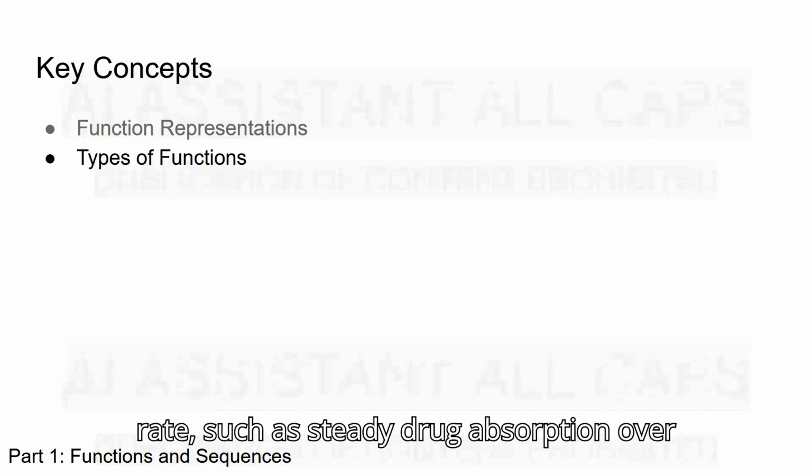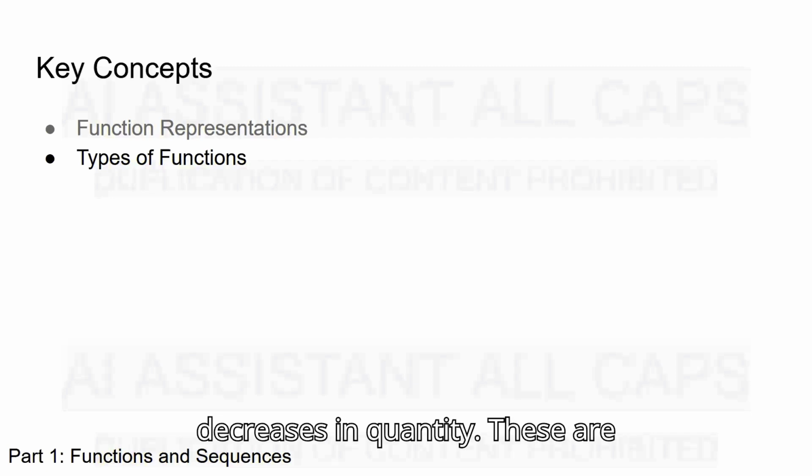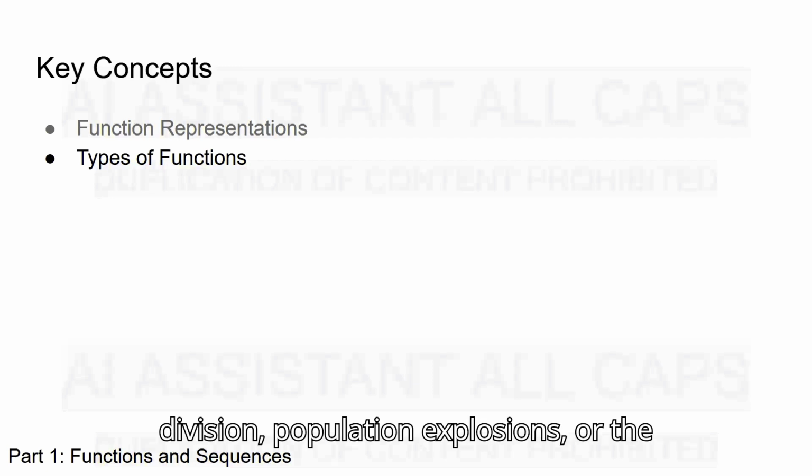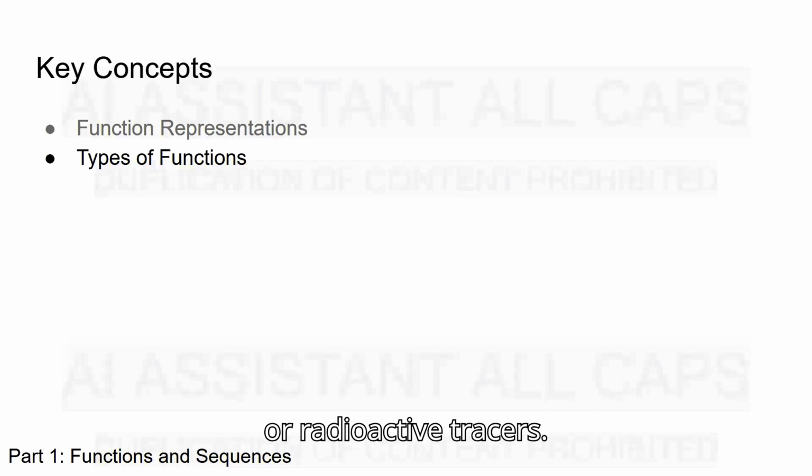Types of functions. Linear functions model processes that occur at a constant rate, such as steady drug absorption over time. Polynomial functions are used for more complex biological processes that change direction or exhibit multiple peaks and valleys, such as changes in hormone levels or nutrient concentrations. Exponential functions describe rapid increases or decreases in quantity. These are commonly used to model unchecked cell division, population explosions, or the decay of substances, like medications or radioactive tracers.